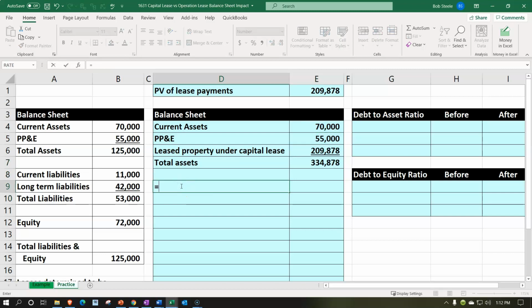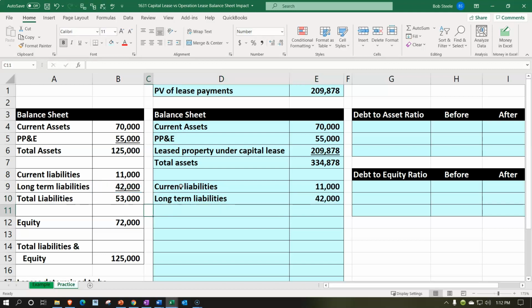Then we have the current liabilities. They're going to be the same. We've got the long-term liabilities. They're going to be the same. And then we have this obligation under the capital lease, which would be kind of like, as if we financed it, right?